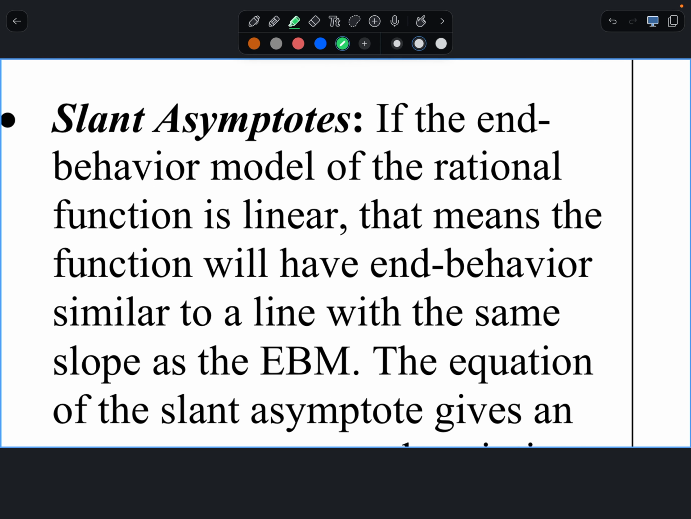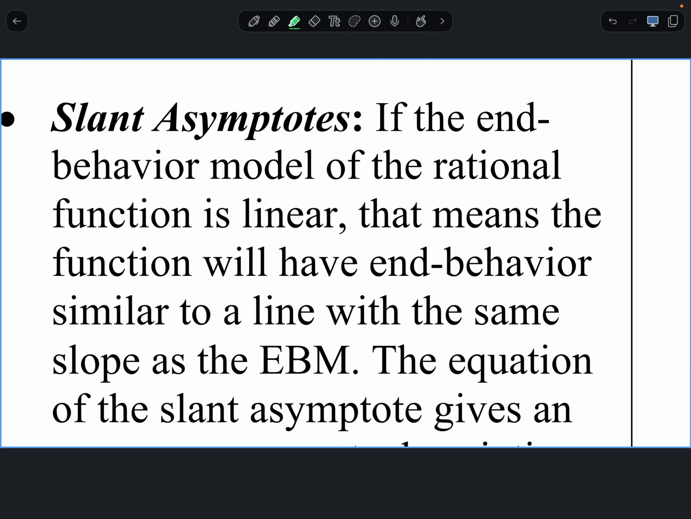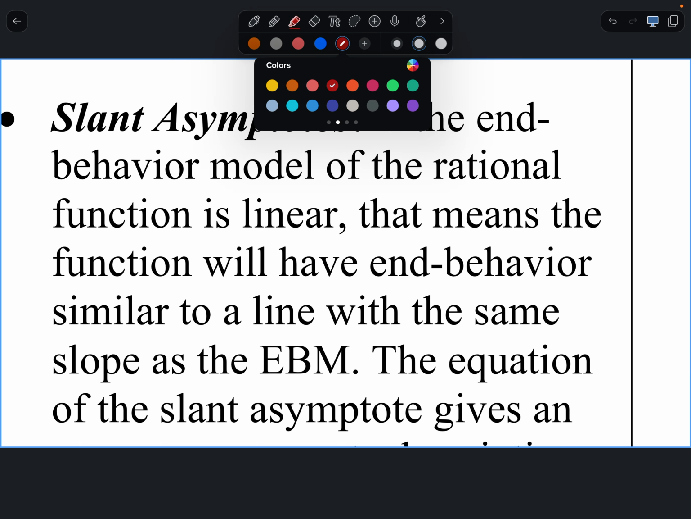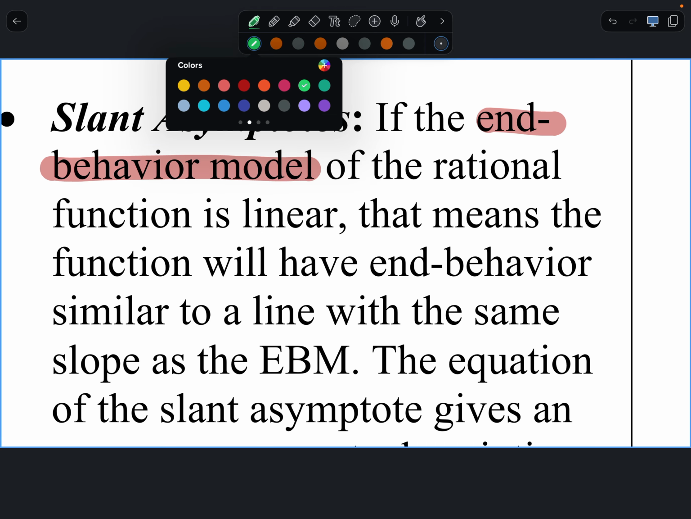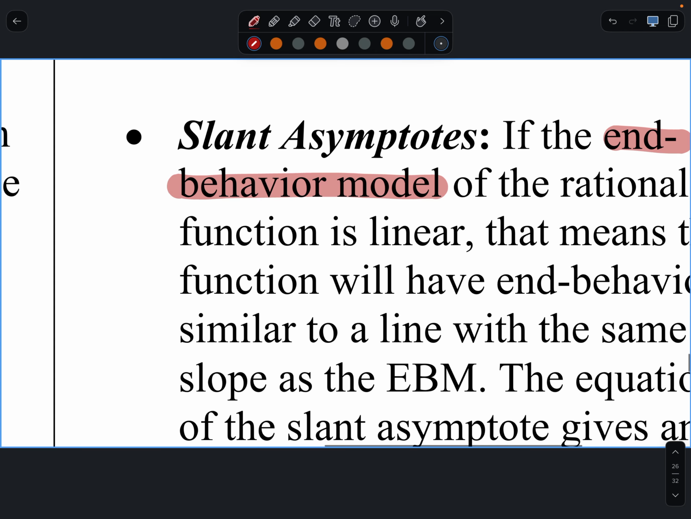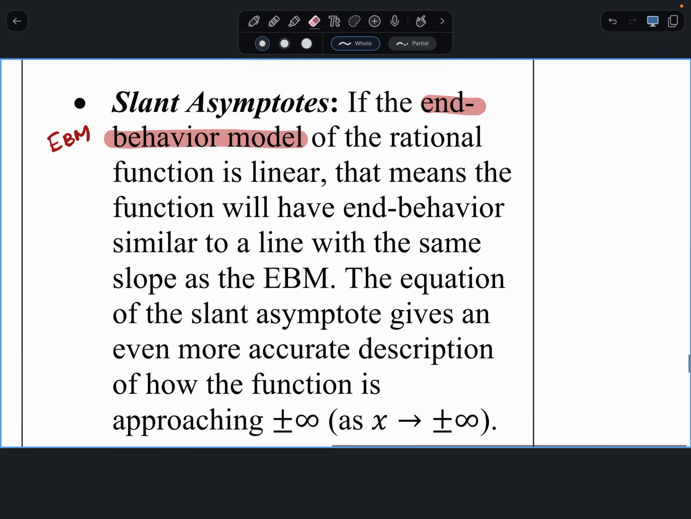And just to clarify, the end behavior model, the EBM, is what we've previously talked about. And when I say model, I'm talking about a reference. It's this simpler function that you can identify, that you know the more complicated function that you care about has similar end behavior to.